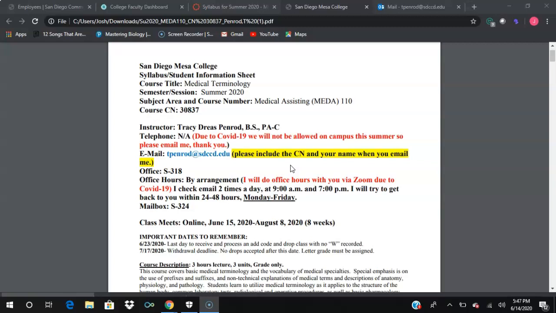I'm going to be checking emails twice a day, usually somewhere between 9 and 10 in the morning, and then again at 7 at night, and that's Monday through Friday. I probably won't be checking my emails over the weekend. So if you email me late Friday, then I might not get back to you till Monday sometime. Okay, so just bear that in mind.